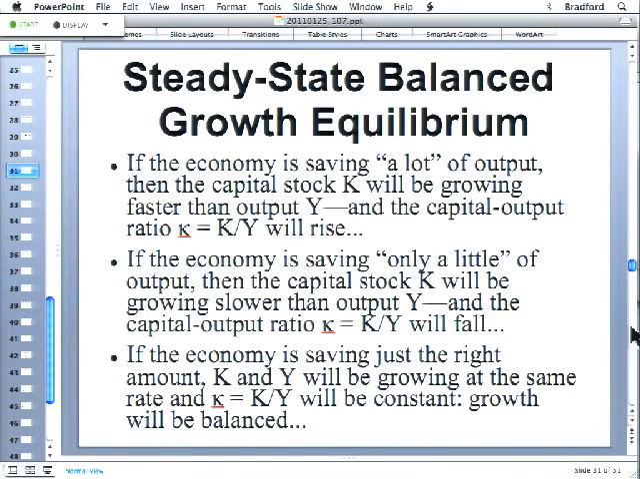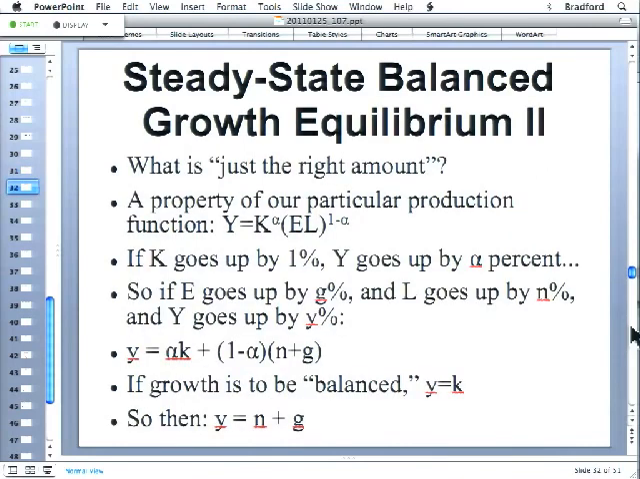So if the efficiency of labor E goes up by g%, and L goes up by n%, and Y goes up by y%, then we can write down this little y equals alpha little k equation, where lowercase k is the amount by which the capital stock is going to go up. This is simply an immediate consequence of writing down this particular production function. And if growth is to be balanced, then little y has got to equal little k: the capital stock and the level of output have to be growing at the same rate.